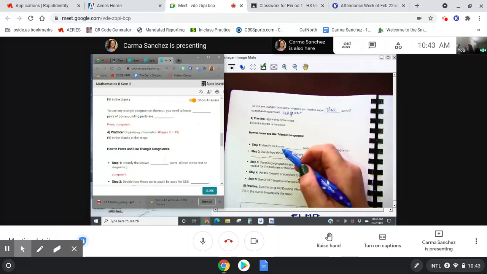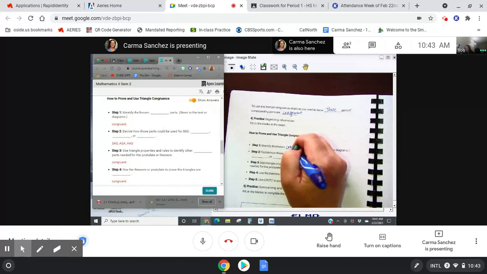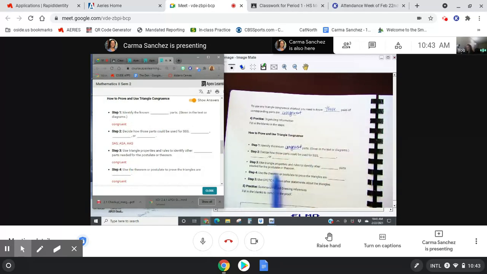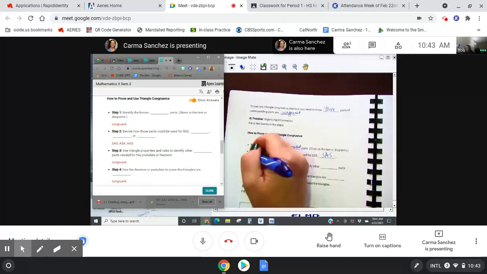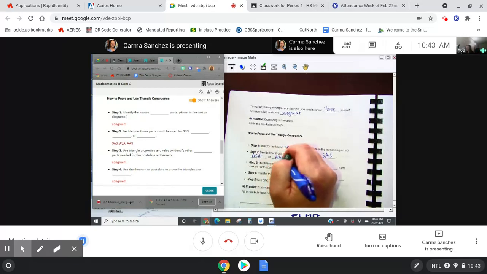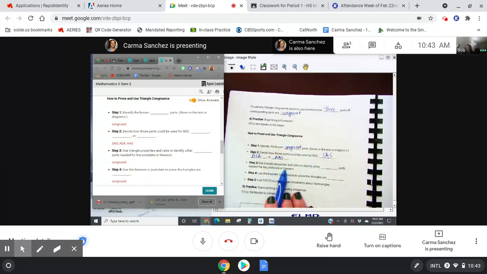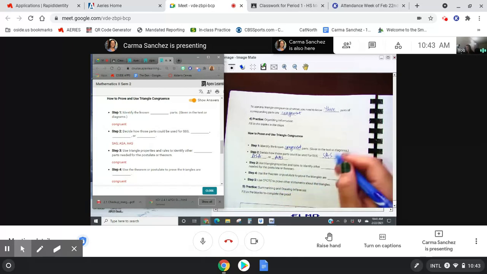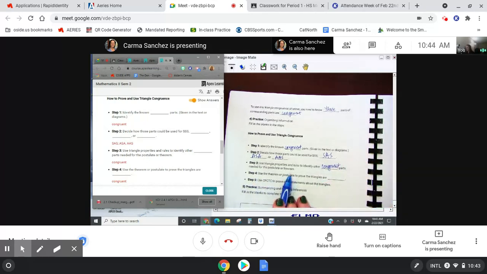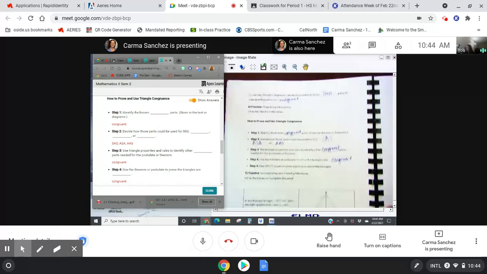Identify that the known parts are congruent is our step 1. Decide how those parts could be used for side, side, side, side, angle, side, angle, side, angle, or angle, angle, side. Those are our 4 postulates. Use the triangle properties and rules to identify other congruent parts that are needed for the postulate, and then use a theorem to prove that the triangles are congruent. Then we use CPCTC, congruent parts of congruent triangles are congruent, to prove other statements about the triangles, and that's what we're going to demo here.